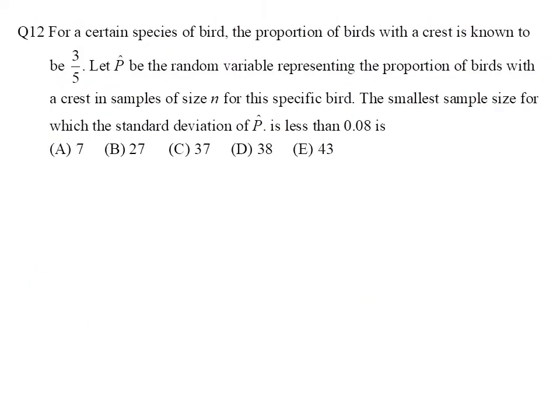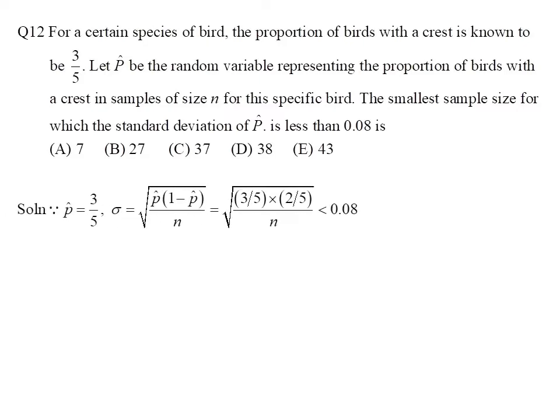Question 12 is a question related to sampling distribution. It states that for a certain species of bird, the proportion of birds with a crest is 3/5. The question is to find the smallest sample size n, for which the standard deviation of the sample proportion for the kind of birds with a crest is less than 0.08.